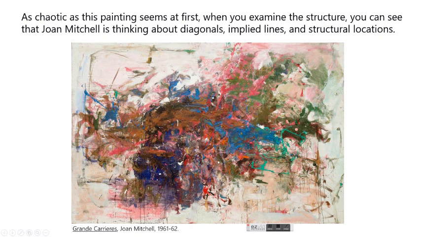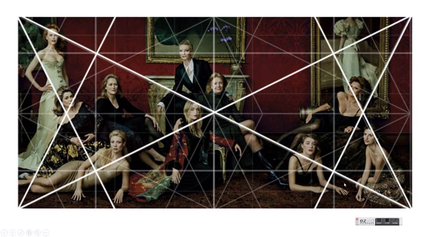And one of the reasons why it's not a chaotic image is that underlying a lot of these structures are groupings and implied lines. And these implied lines seem to be referring to the structure of the page. You can definitely feel like she was thinking about this diagonal and this horizontal. And so, yeah, I think that definitely makes it feel a much more composed and organized composition.